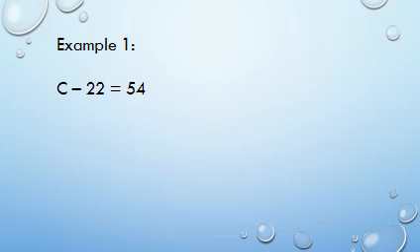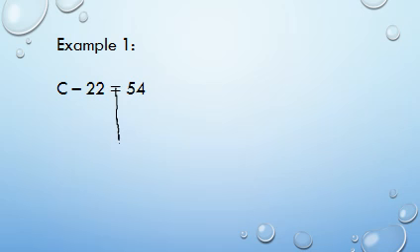Alright, so our first example is c minus 22 equals 54. And the first thing that I want you to notice is that you've got two sides of an equal sign. We've got the left side and the right side, and I've drawn a line to separate those two sides. And the purpose of this is to get our variable all by itself. So I need to get c by itself. Therefore, I need to get rid of this minus 22.